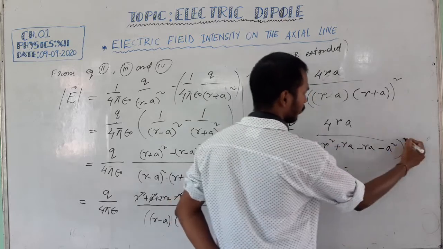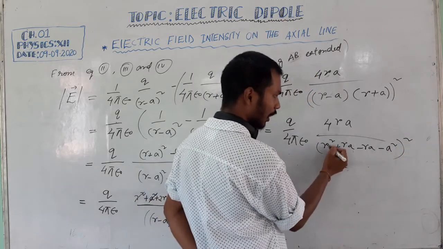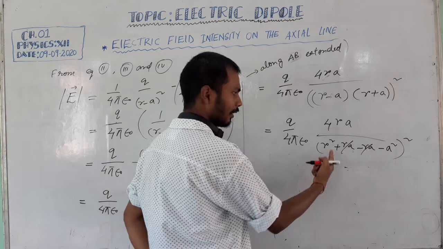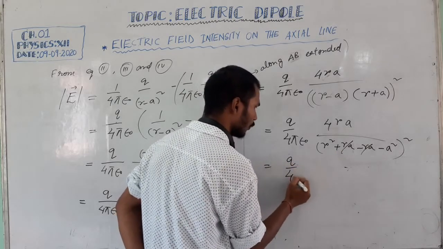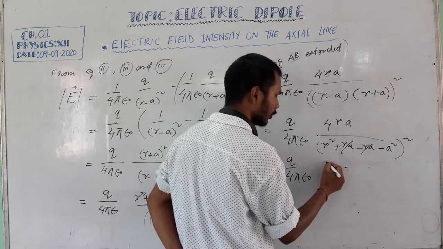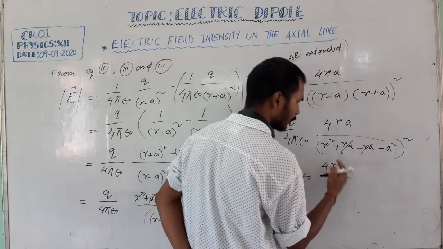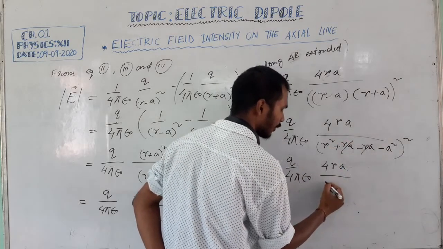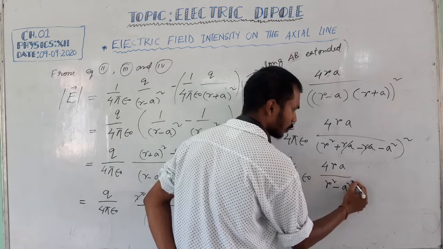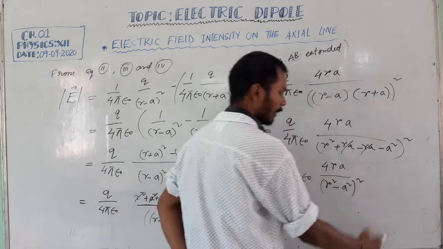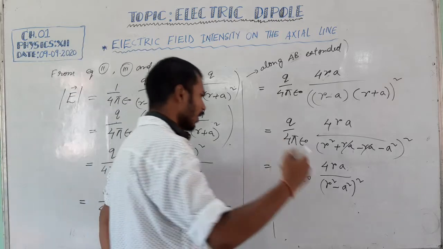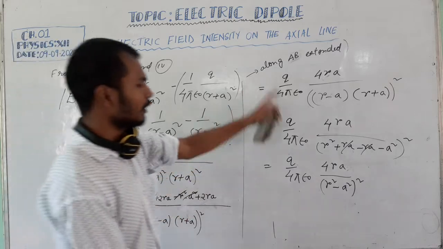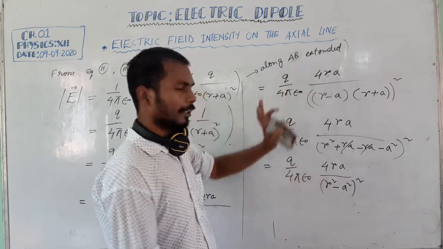Okay, and there is a square also. Now cancel the opposite terms: r a minus r a cancel. So remaining is q by 4 pi epsilon naught in the numerator, 4 r a, and in the denominator we have r square and minus a square. So we can write r square minus a square, and make it square. Now this is the direction. Already we have written the direction. The final answer will be the final solution. We will write the final formula and mention the direction.